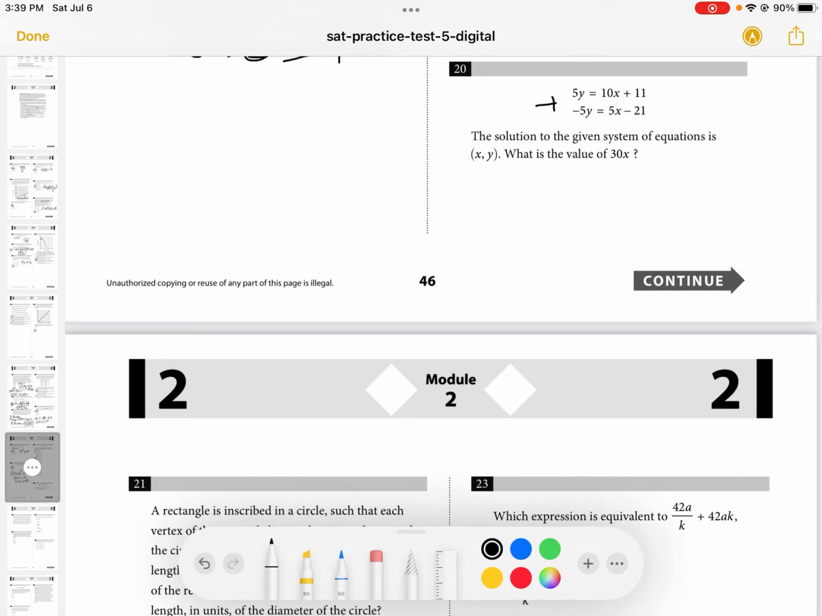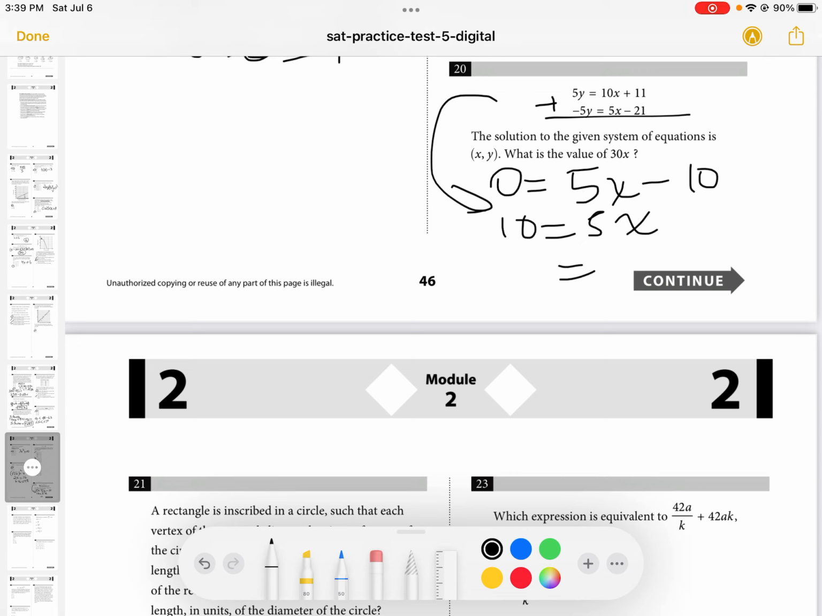Okay, so we can add the two equations together, and their sum will be 0 equals 5x minus 10. All right. So 10 is equal to 5x. So 30x will be equal to 60. And that's our answer. Let's try plugging this in. Well, x equals 2, right? X equals 2 from this. So if we plug in 2 here, hold up. We messed up, guys.